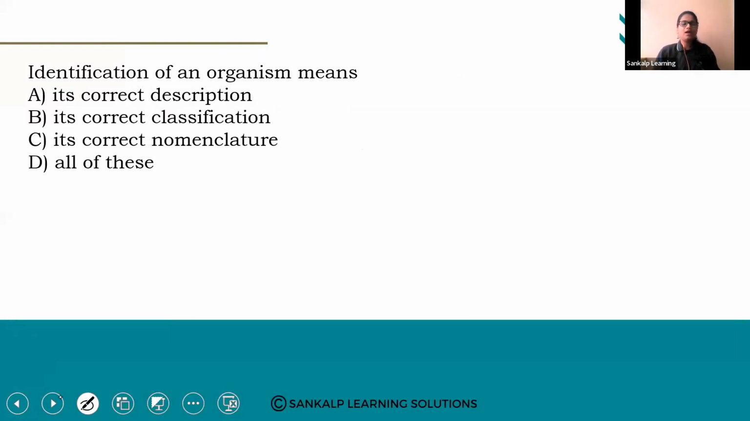Next question. Identification of organism means, identification ಕಂಡುಹಿಡಿಯೋದು ಒಂದು ಆರ್ಗಾನಿಸಮ್ ನ ಅಂದ್ರೆ ಏನು? Its correct description, its correct classification, its correct nomenclature, all of these. What is your response, guys?